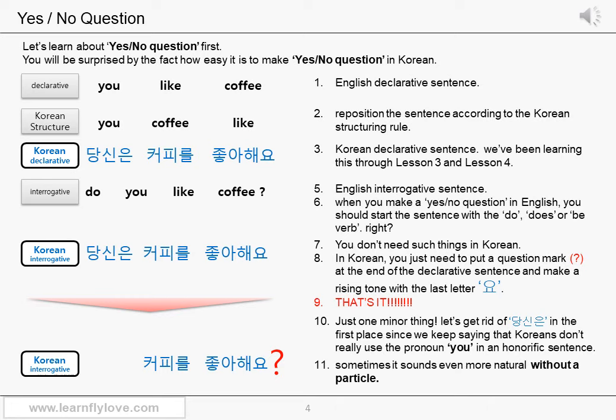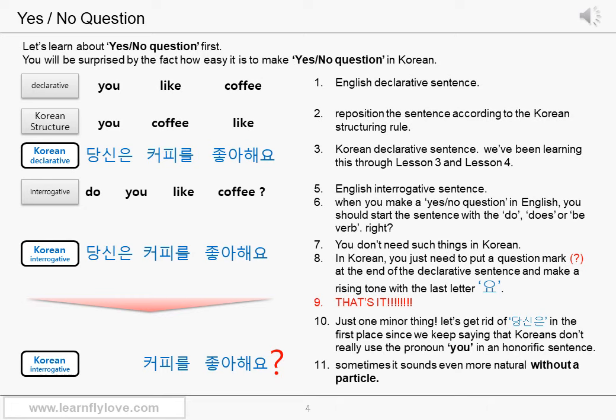It will be different with the honorific suffix 니다 because you should use 니까 for the question form. Not sure if we would have a chance to talk about this later again. Maybe yes. Do you want me to say it one more time? Just add a question mark at the end of the normal sentence and make a rising tone with the very last letter of the sentence. Let's see the example then.